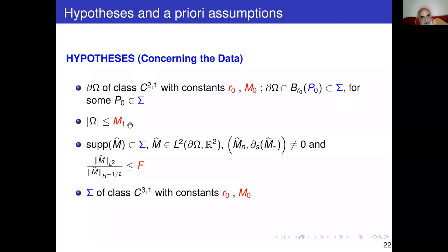We assume that the area of omega can be controlled by a constant, and we assume that the input M hat has support contained in the portion sigma in which the measurements are considered. Also, similarly to the second order case, we assume that this quantity that we call frequency is bounded. And to use the stability estimate for the Cauchy problem, we have to assume sigma is of class C^{3,1}. These are the hypotheses.